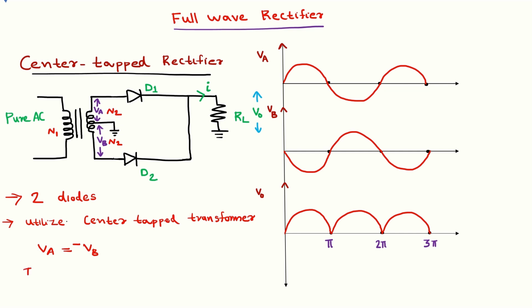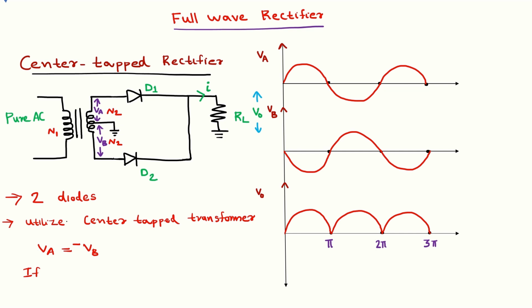Okay, so the input I am applying to the primary winding is a pure AC signal, for example, a sinusoidal signal. Then it is a step down center tapped transformer, so the magnitude is reduced. The voltage across VA and VB is also a pure AC signal, in the form of a sinusoidal signal.